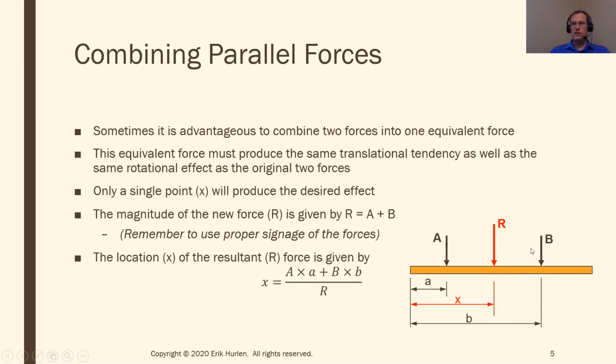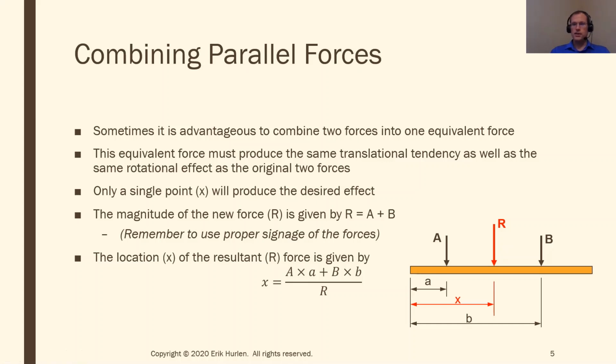And then I'm going to replace both A and B by some new force, capital R, that does the exact same thing, both in terms of translational and rotational tendencies. So in terms of translational tendencies, what I'm going to need to have is the same overall force acting down. So overall force acting down, I have capital A and capital B. So my magnitude of R has to be that same thing, capital A plus capital B. And that takes care of the translational tendencies.